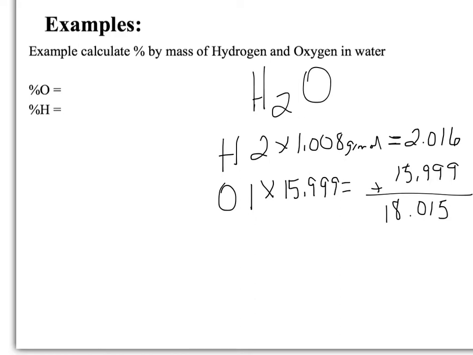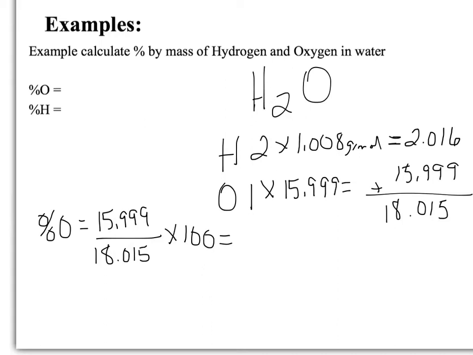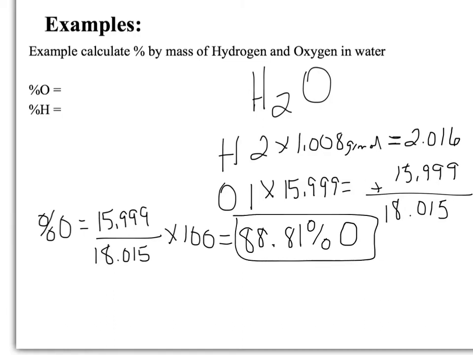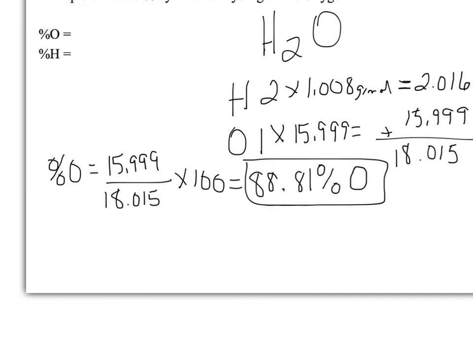Now, if I wanted to find the percent of oxygen, then I'm going to do the mass of oxygen over the total mass. So what's the mass of oxygen in this compound? 15.999 over the total mass of this compound, 18.015. We multiply by 100, and what would we get? 88.81%. And you need to label it percent oxygen, okay? So I know what you're talking about. Okay, what about hydrogen? 11.19.